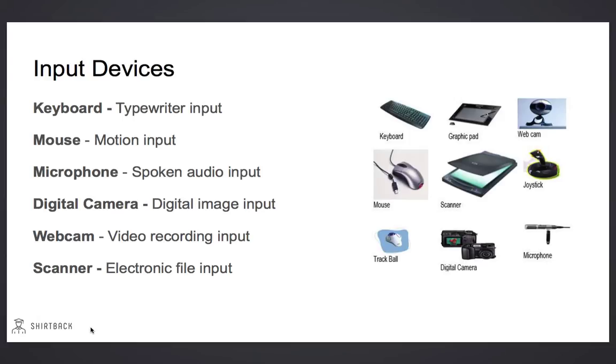Here on this slide, we've listed some common input devices. Keyboards are devices that give us typewriter input. A mouse gives us motion input. Microphones provide spoken audio input. Digital cameras provide digital image input. Webcams provide video recording input. And finally, scanners provide electronic file input. Over in the screenshot to the right are images of those listed and several others.